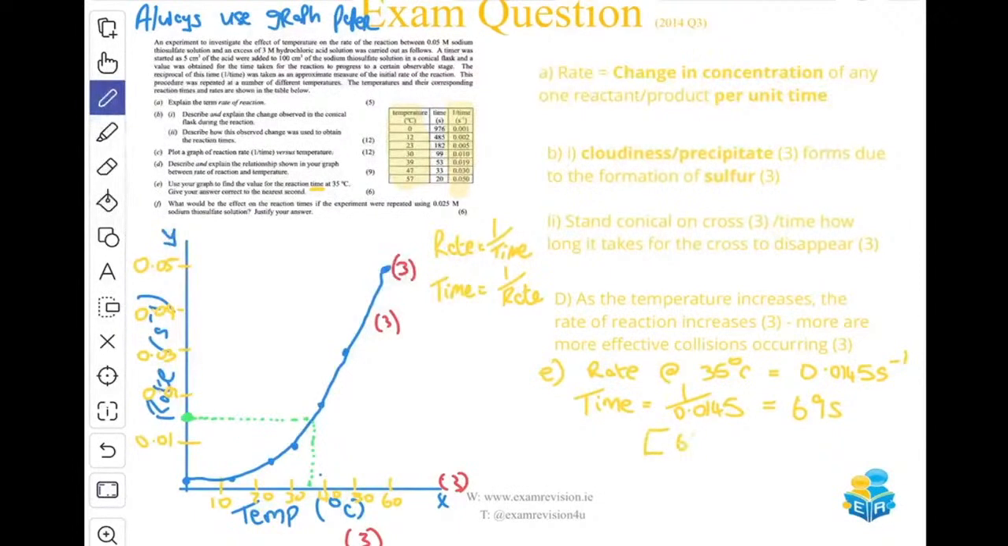And the way the marks went for that, I'm just going to do the marks again in red, was 3 marks for getting the rate and 3 marks then for figuring out the time. So it's important that you read the question very, very carefully and figure out what they're actually asking you. Part F then is our last part, and part F says, what would the effect on the reaction times be if the experiment were repeated using 0.25 sodium thiosulfate?